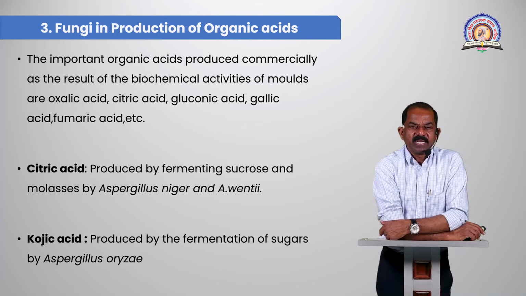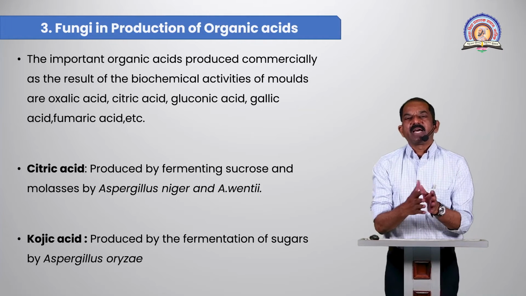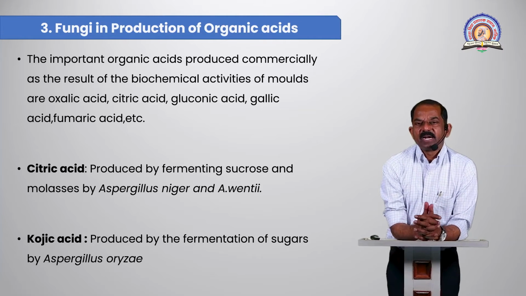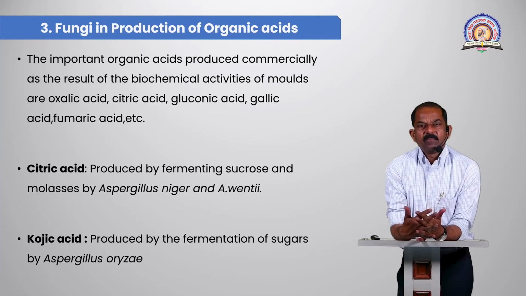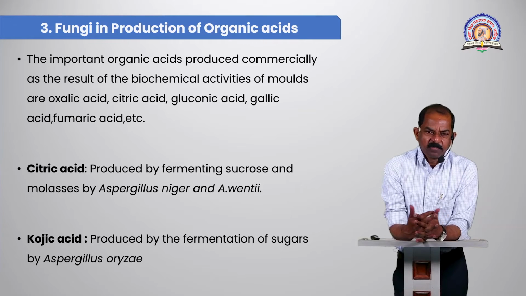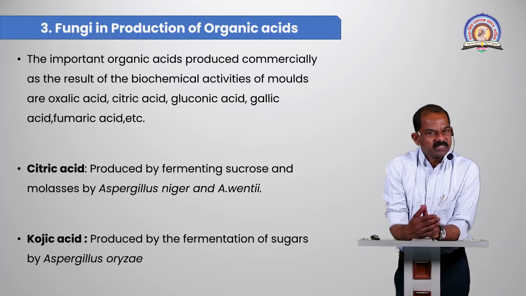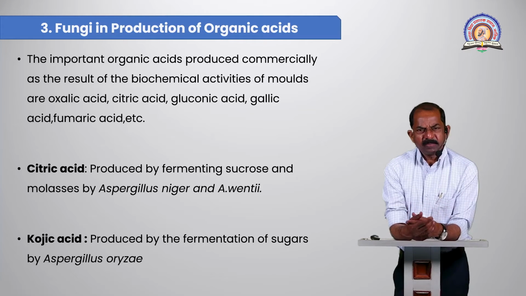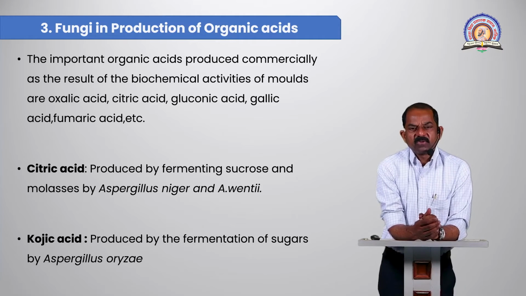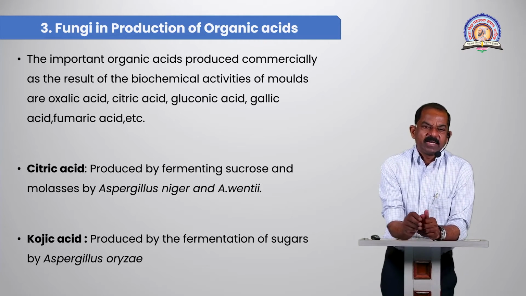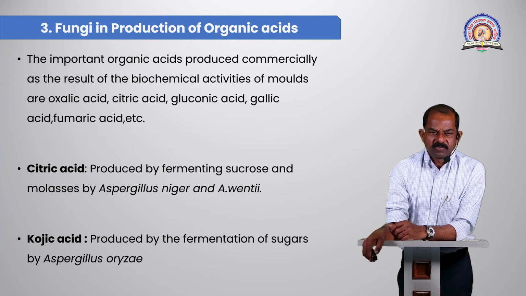Simply, we ferment sucrose and molasses with the help of Aspergillus niger and obtain citric acid on a large scale. Yes, that Aspergillus niger is present in the atmosphere. By fermenting the sucrose as well as the molasses with it, we obtain citric acid. Or, as a second one, the organic acid, oleic acid, is produced by the fermentation of sugar by Aspergillus oryzae, one of the fungi.